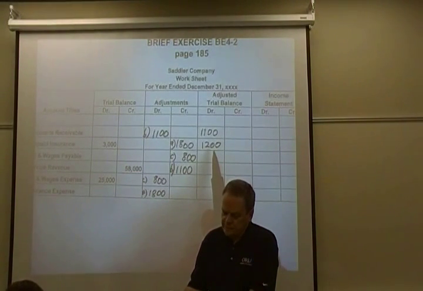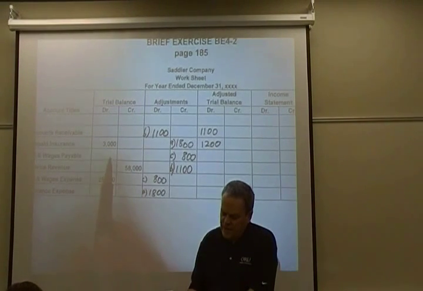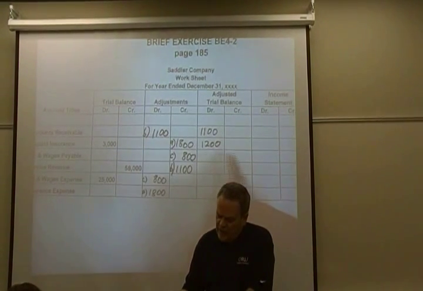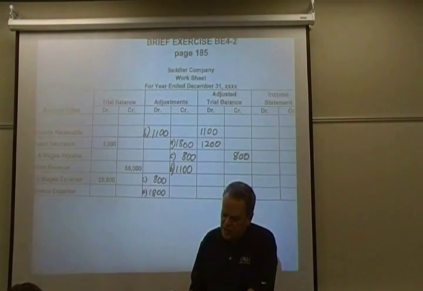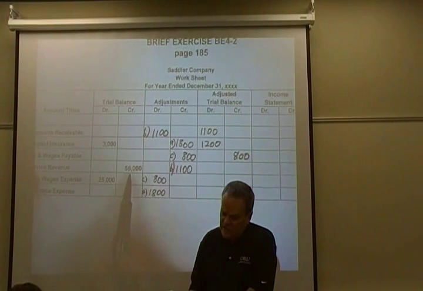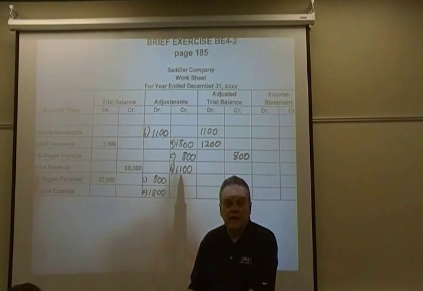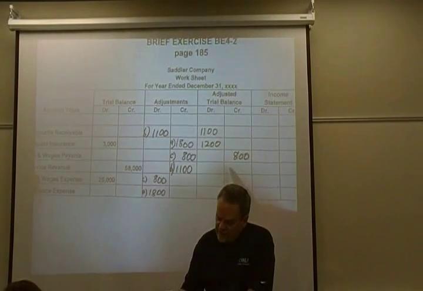That's the asset. Salaries and wages payable didn't have a balance. We credited it with 800. That credit balance needs to be extended to the adjusted trial balance credit column. Service revenues balance was 58,000. We credited it for 1,100. I have two credits. Shall I add them or subtract them? And get 59,100 credit.